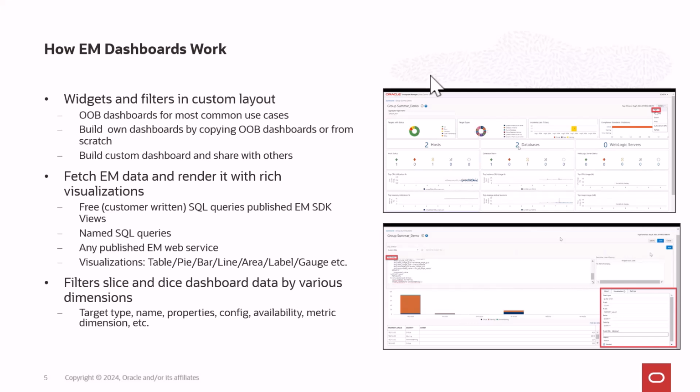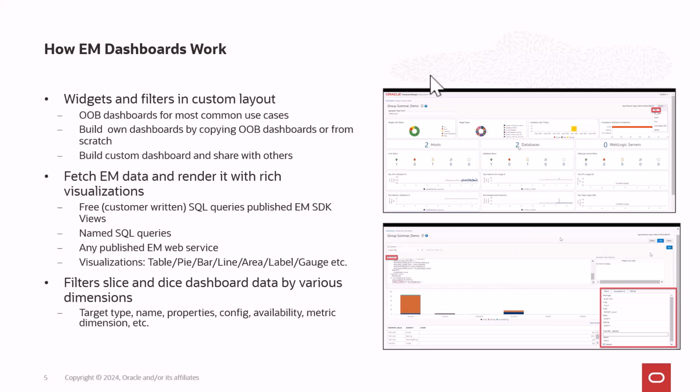After the right set of data is fetched, it can be represented in different kinds of widgets with rich visualizations. It can be a table, pie, bar, line, area, graph, or whatever is needed based on your requirement. So this is how you can build your widgets and dashboard. Now, what is next after that? Not only can you build the widgets or dashboard, but you can also slice and dice the dashboard data by various dimensions like target type, name, properties, configurability, metric, and dimension.